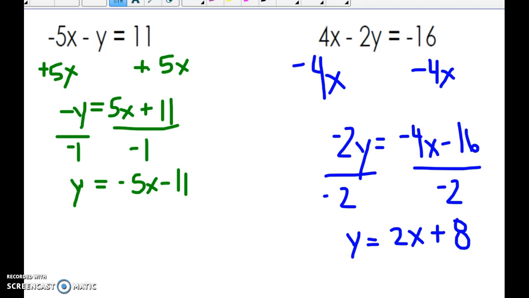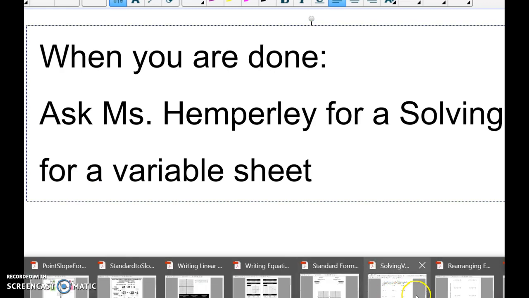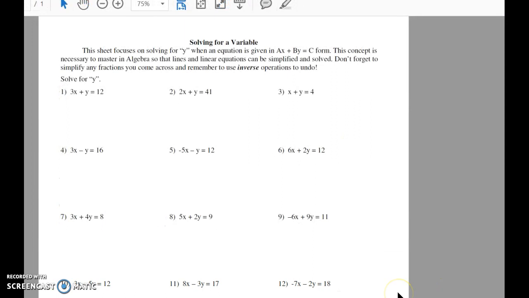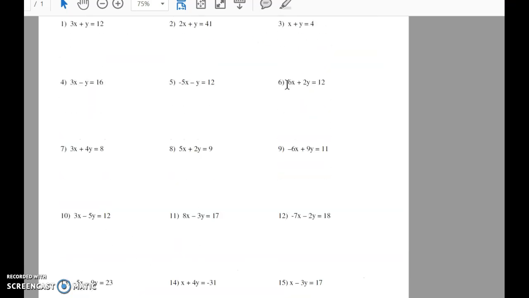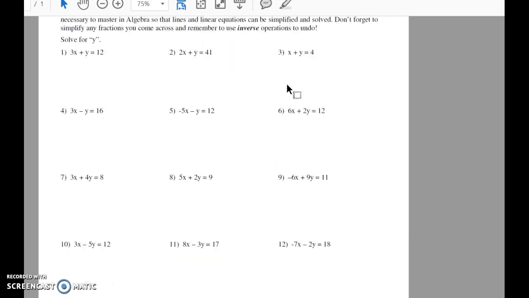Now that you've worked through those examples, the next thing you're going to do is practice more. So you can ask Ms. Hemberly for a solving for a variable sheet. That sheet looks like this. Here we go. So she'll give you a sheet, and you're going to focus on solving for y when the equation is written in ax plus by equals c. That's standard form. So you're taking it from standard form to slope-intercept form. There are the answers. There are 15 on here, so choose like 8 to do.